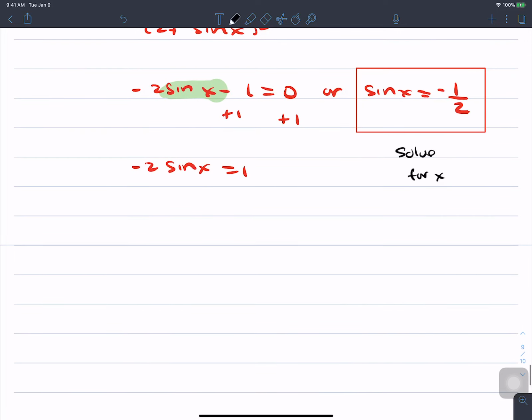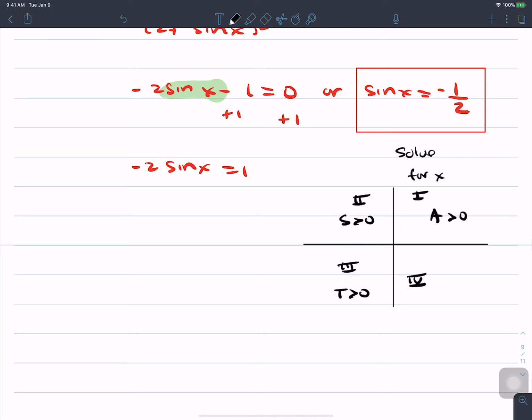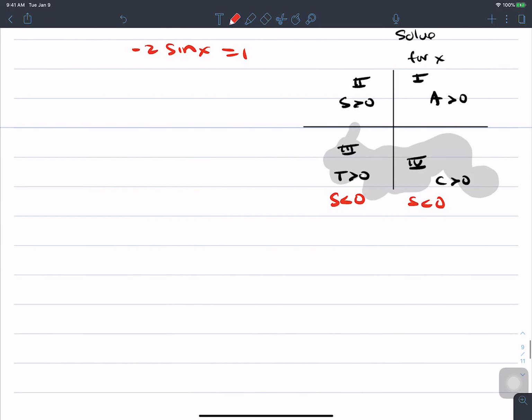And the solution here, when you solve for x, remember you go through that whole 'All Students Take Calculus,' meaning quadrant 1, quadrant 2, quadrant 3, quadrant 4, all trig functions are positive. Here's my point. For sine to be negative, we're talking an angle in quadrant 3 and 4. This is where your sine function is negative. So this is where this angle lives, from 0 to 2 pi, of course, on your unit circle. So we need two angles. Now you have to go to the reference angle.